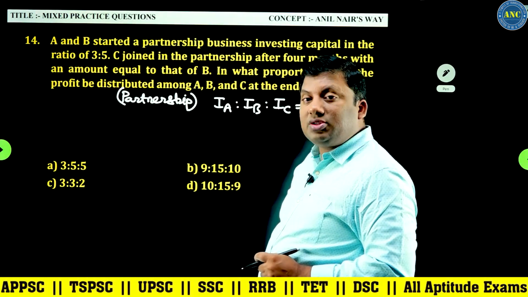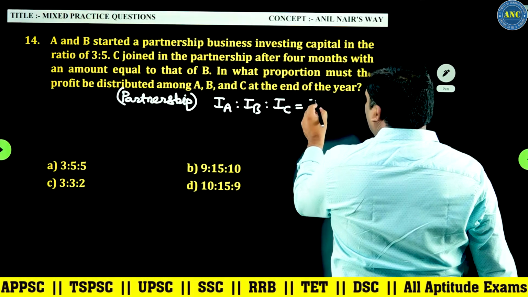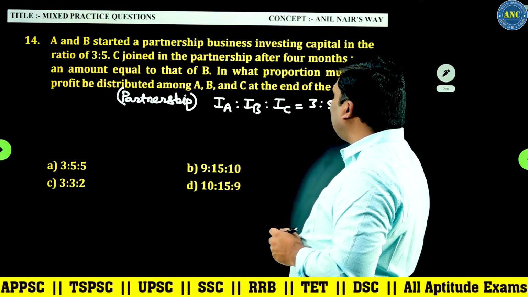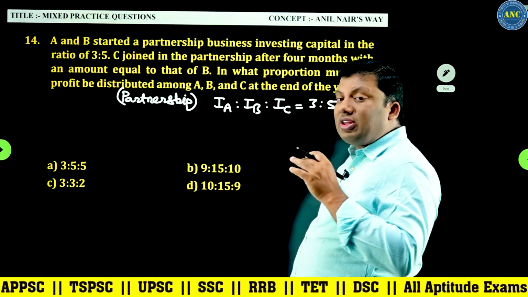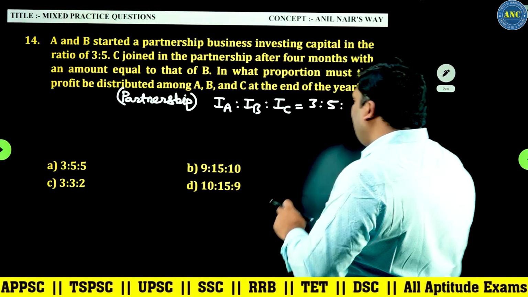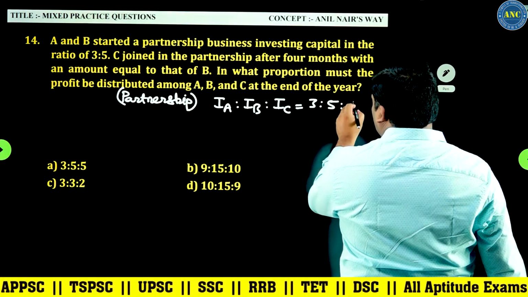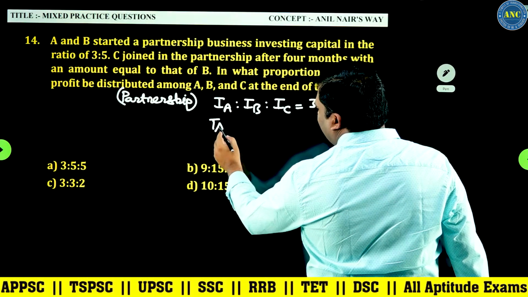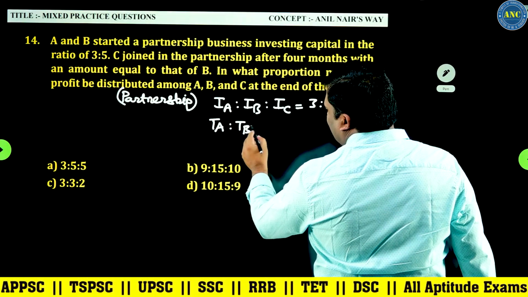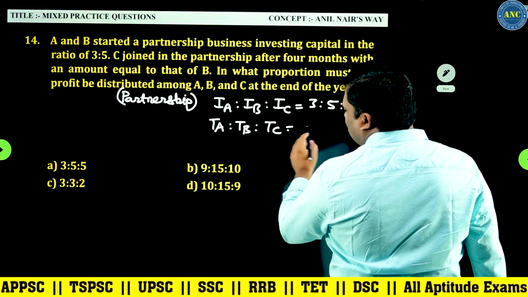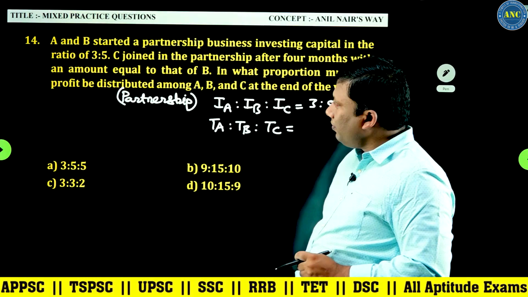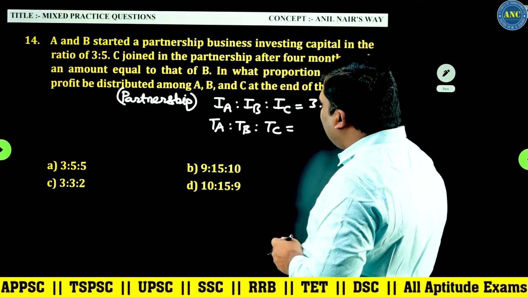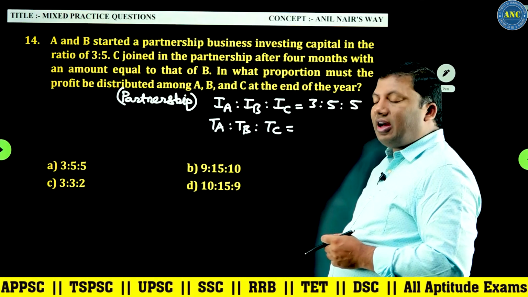What is the investment ratio of A and B? 3 is to 5. What is the second line? C joined in the partnership after 4 months with an amount equal to that of B. Whatever B invested, the same thing C also invested. How much time they invested the money? That is defined as the time period ratio. TA is to TB is to TC. In what proportion must the profit be distributed among A, B and C at the end of the year?